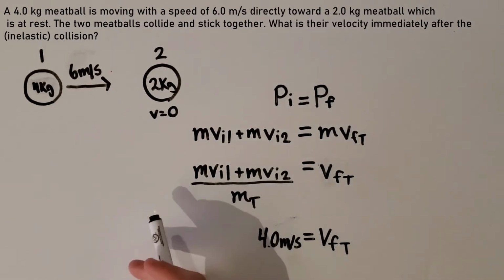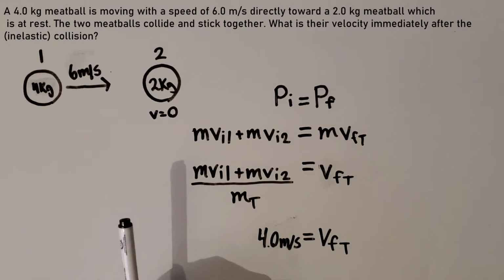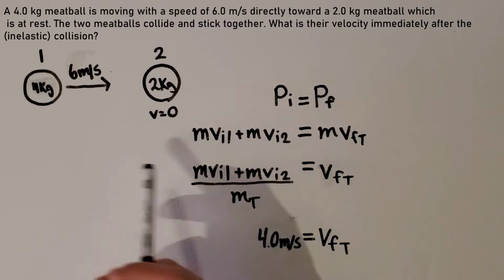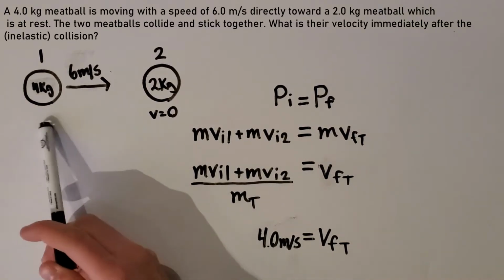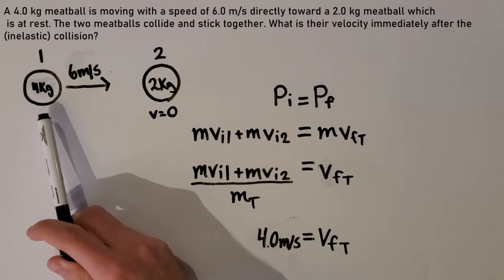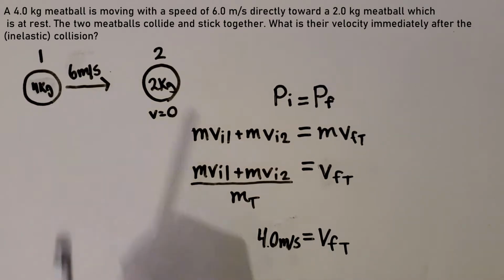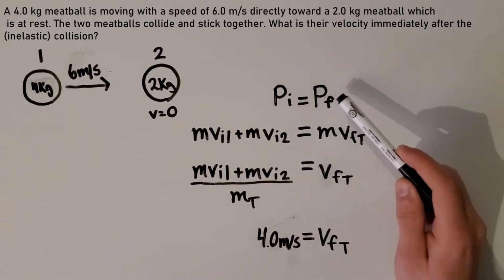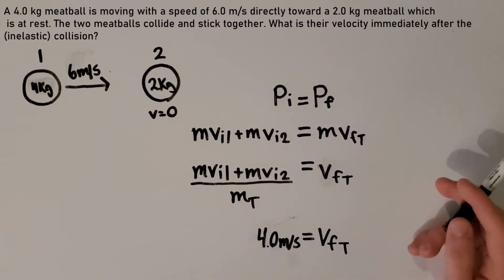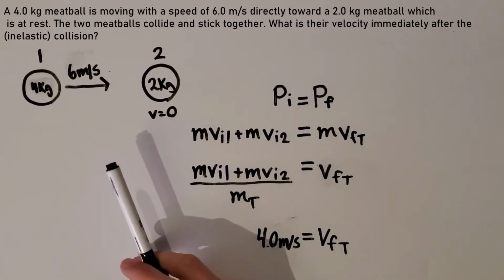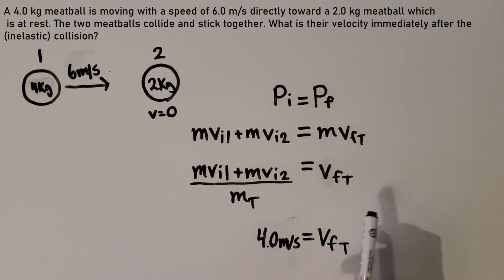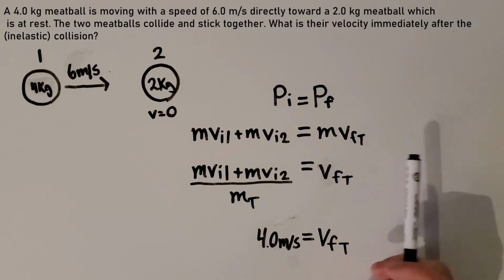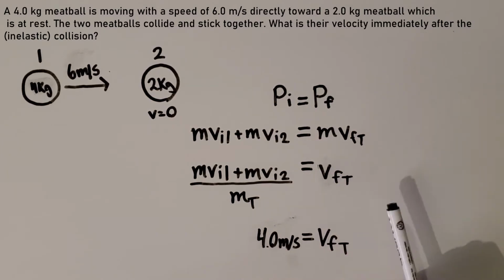So first, we need to draw our collision diagram, which breaks down the problem's collision a little easier. We draw the first meatball, draw the second one, and draw what their masses and velocities are. Next, we use our momentum formula, which is momentum initial equals momentum final. We expand it into mass multiplied by velocity for each of the objects. Then the momentum of the first ball plus the momentum of the second ball equals the total momentum, and we rearrange to solve for our total velocity. Finally, when we plug it all into our calculator, we get a value of 4 meters per second.